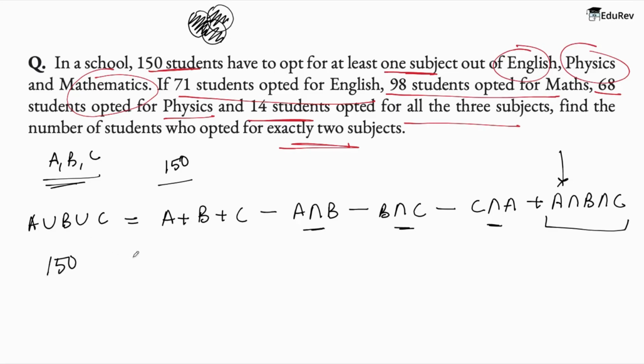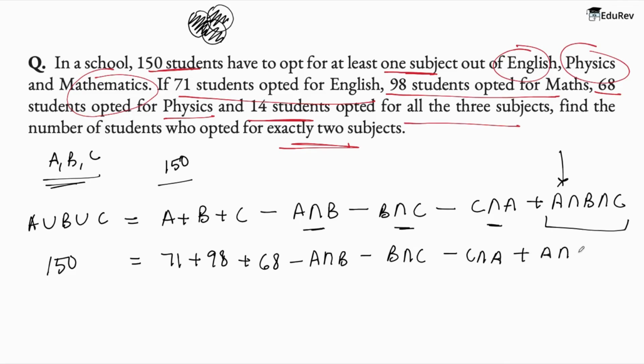That is, this is going to be 150. Then we have A is going to be 71. Then we have 98. Then we have 68. Then we have this minus A intersection B minus B intersection C minus C intersection A plus your A intersection B intersection C. Correct? Correct. Now the point is that A intersection B intersection C is going to be 14 because 14 people opted for all the subjects. So I'm just going to erase this and write 14 here. So here it will be 14.